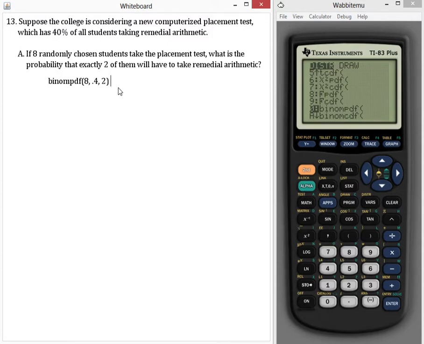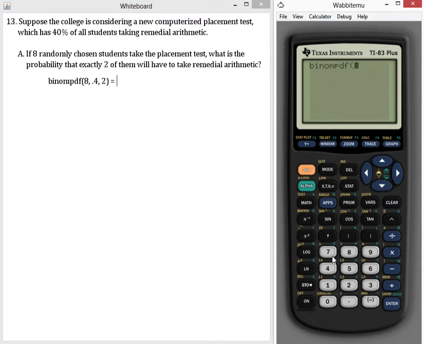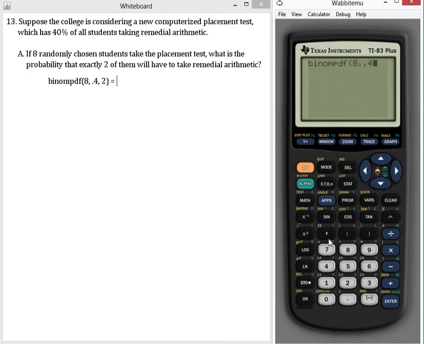So this is going to be, from the calculator, Binompdf 8, 0.4, 2. 0.2090, and just rounding to 4 decimals.